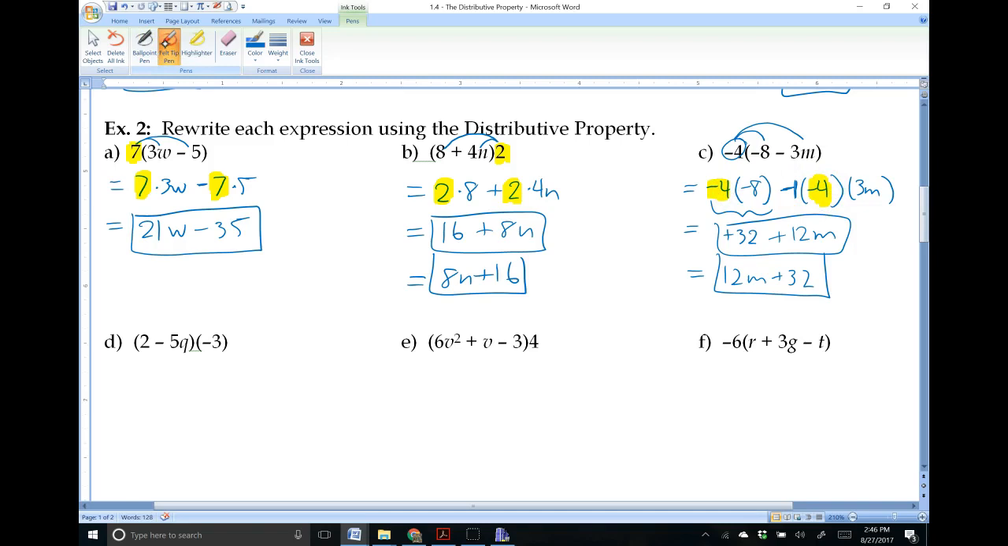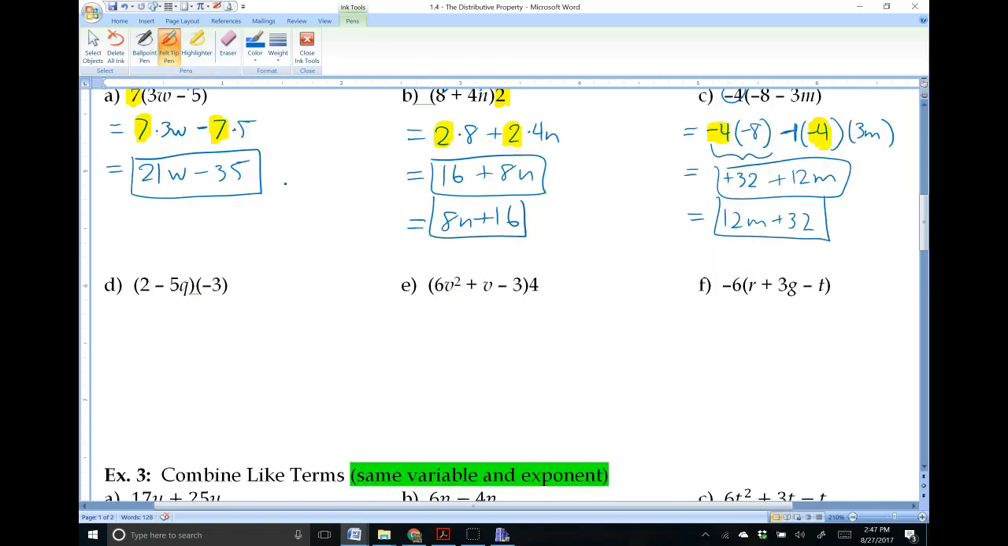Okay, so right now I want you guys to do D, E, and F. So pause the video, give that a shot. I'll give you the answers, but I won't write the work because you were supposed to do that, and like I said earlier, you're going to take a photo of this and put this on Schoology for credit.